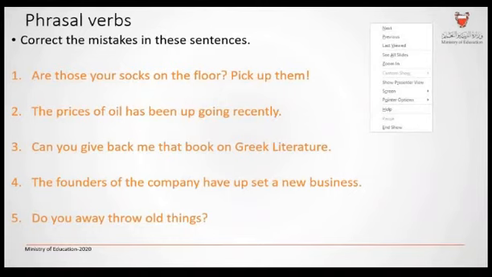Now, those who have answered, we have Turkey at the Wadi. He said 1, pick them up; 2, has been going up; 3, give me back; 4, set up; and 5, throw away. Okay, Turkey, you will have to check your answers later. Muhammad Isa: pick them up, going up, giving me back, set up, and throw away.